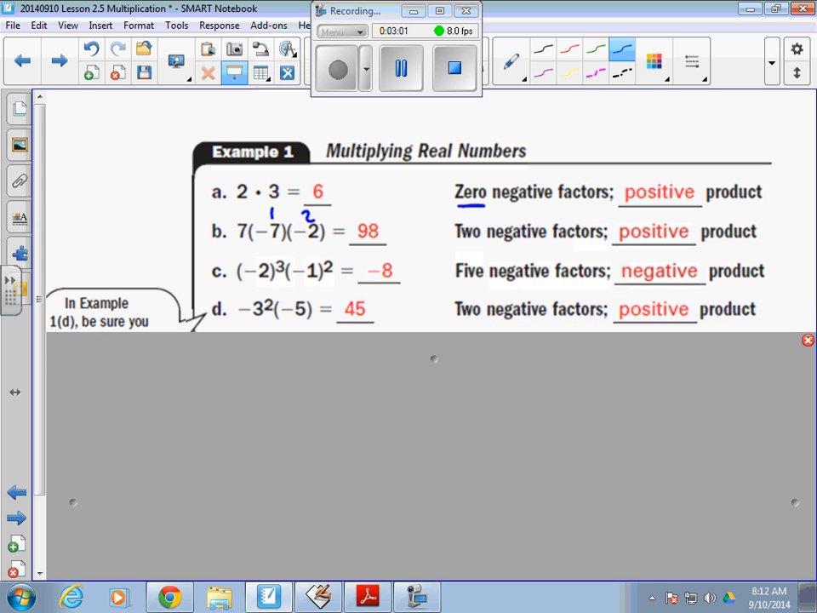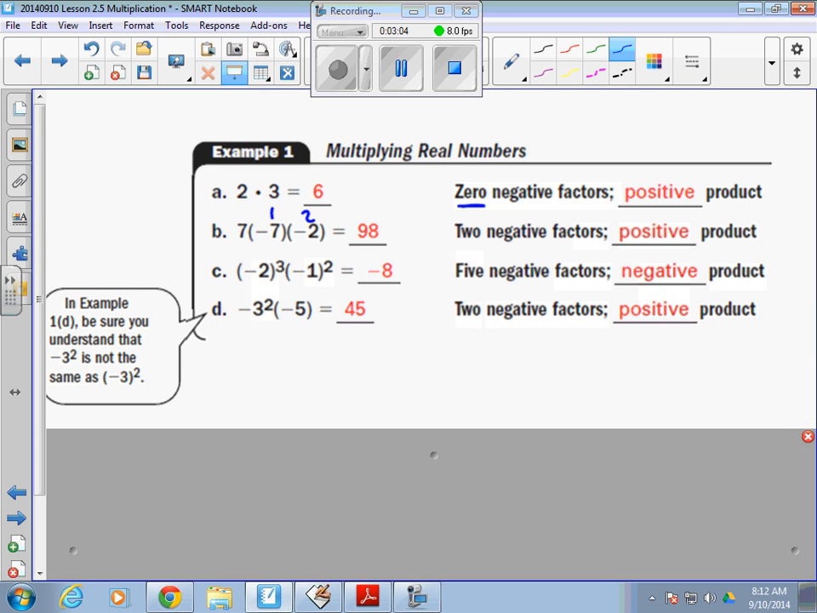And then D says negative 3 squared times negative 5 equals 45. The difference between C and D is that here only the 3 is being raised to the second power, not the negative 3. Remember, on C, negative 2 is being raised to the third power, that's negative times negative times negative. For D, it's just 3 times 3, which gives you 9, and that becomes negative 9 because the negative comes down in front of it. So negative 9 times negative 5, that's 2 negative factors, an even amount. That's why it's a positive value.